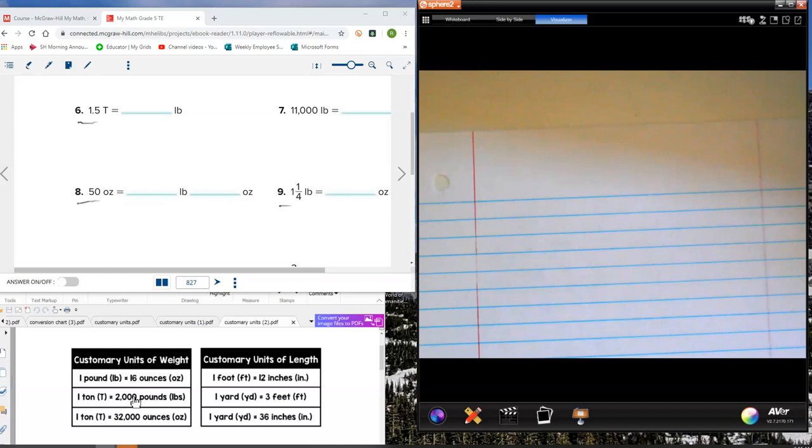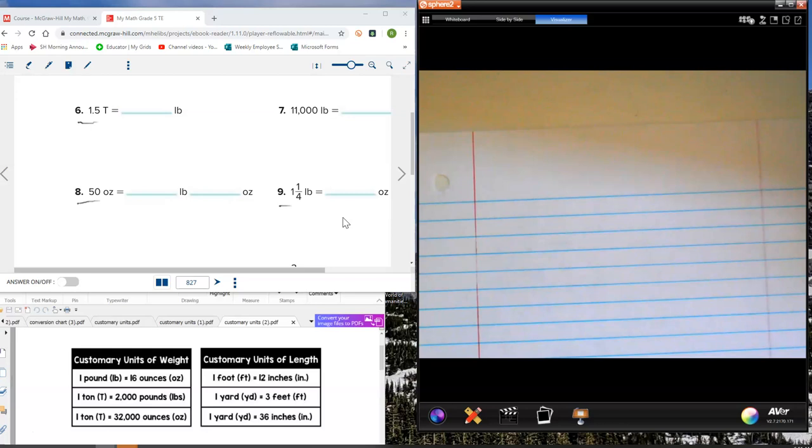Our final one I want to show you is number 11, and this one's a little strange too because it's got a fraction, so I want to show you how to work on this one. This time it's showing you 3/4 ton equals blank pounds. So we have 3/4 tons equals blank pounds. How can we solve this?